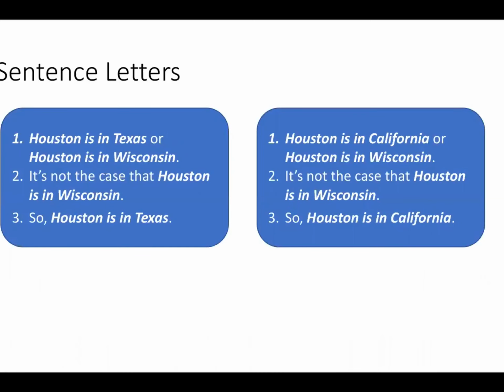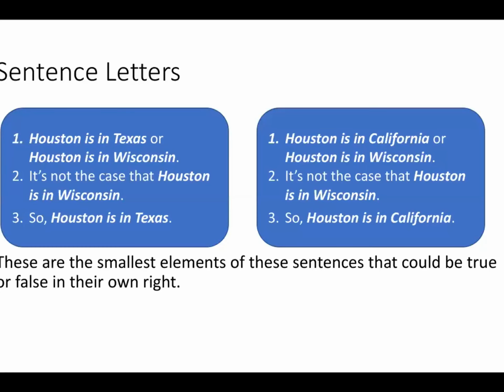The first argument, the argument on the left, consists of the following sentences. Houston is in Texas, or, and we'll ignore the or there. So the sentences again are Houston is in Texas and Houston is in Wisconsin, right? These are the smallest elements of this argument that can be true or false, right? The smallest elements that can be true or false in their own right. And of course, they go to make up these larger sentences with these additional elements, or, and it's not the case that. But still, these are the smallest elements that can be true or false.